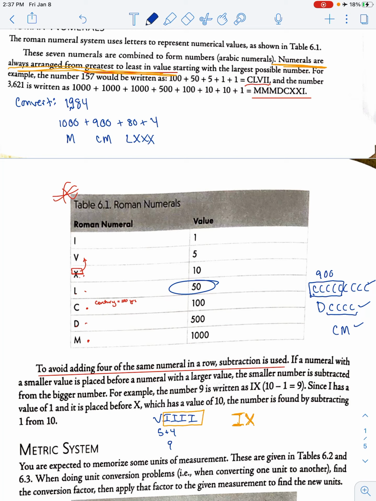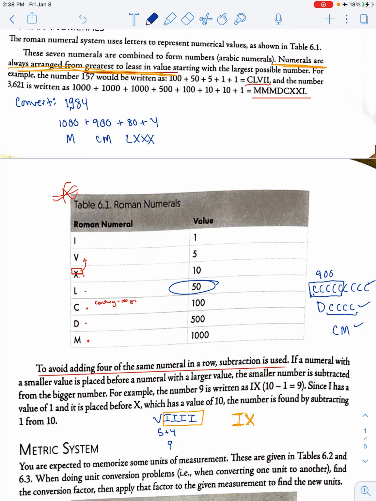Why couldn't you just say 100 minus 20? Because the subtraction rule works with 1 unit before the larger unit. Okay, so you couldn't say XXC. Okay, that is not allowed. It's just 1 smaller unit before the larger unit.